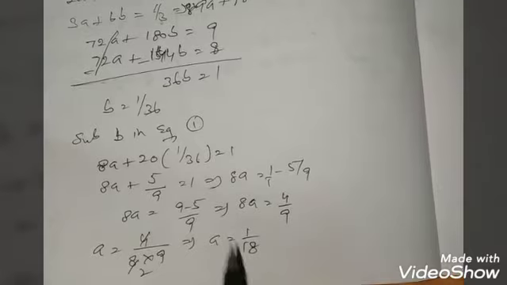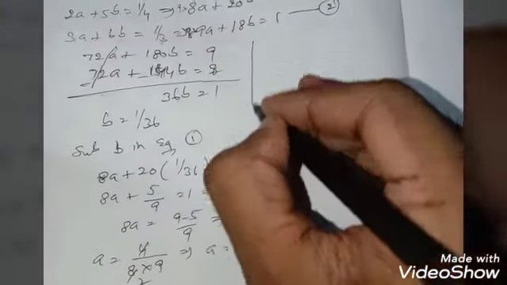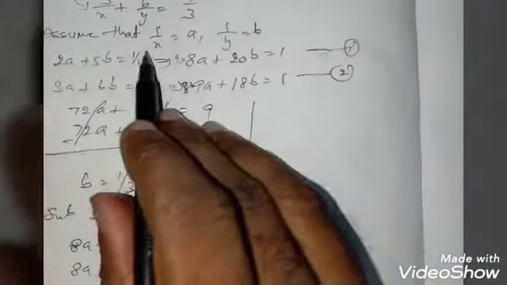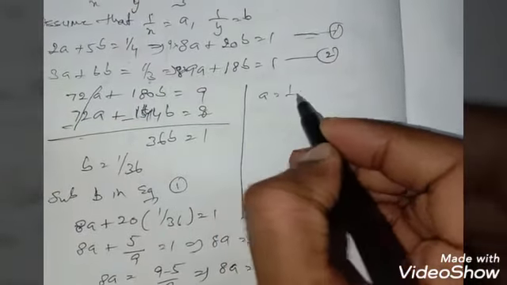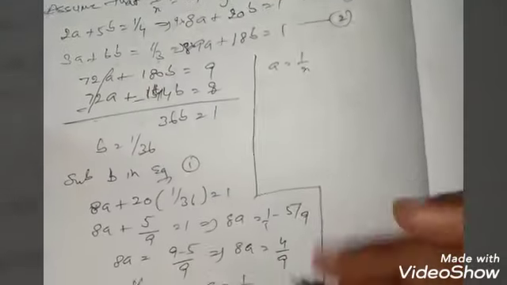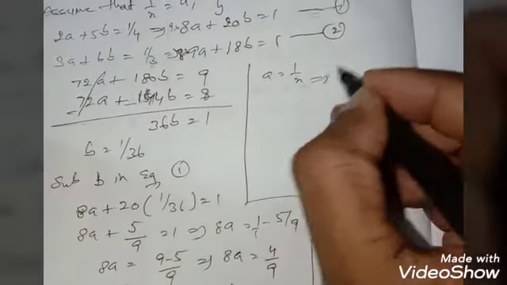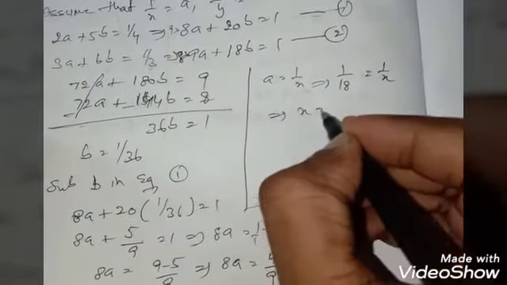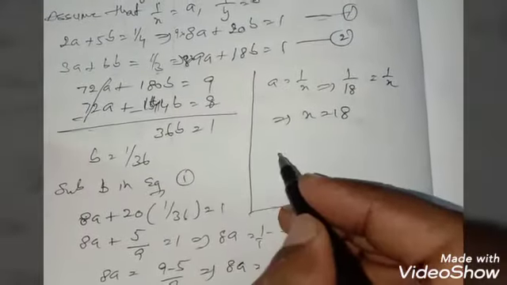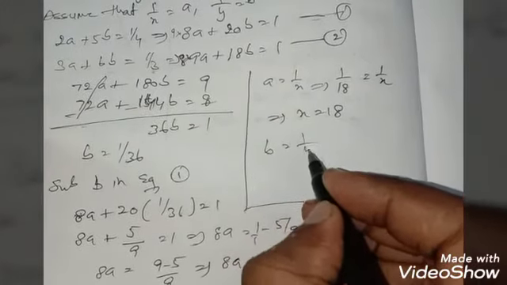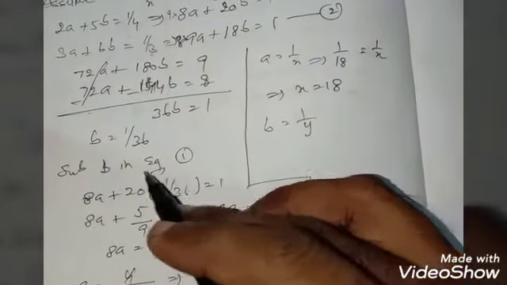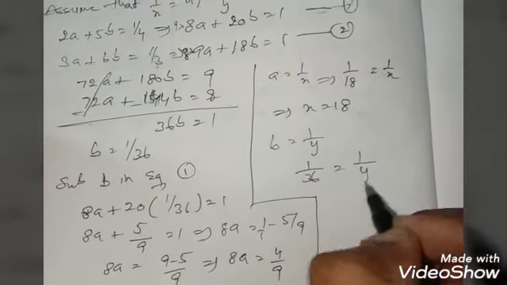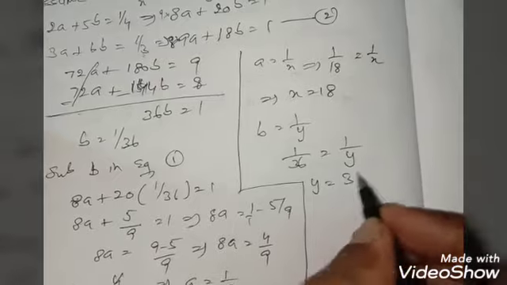After getting the values of a and b, what have they asked? We assumed a is equal to 1 by x. In the place of a, we are writing 1 by 18, that is 1 by 18 is equal to 1 by x. If I cross multiply, x is equal to 18. And b is equal to 1 by y. In the place of b, I am writing 1 by 36, that is 1 by 36 is equal to 1 by y. So y is equal to 36.